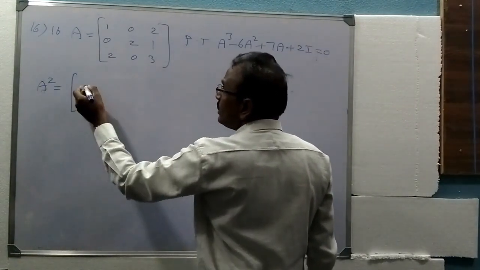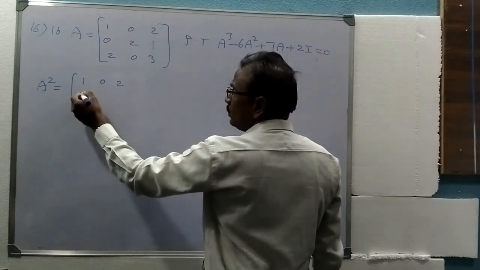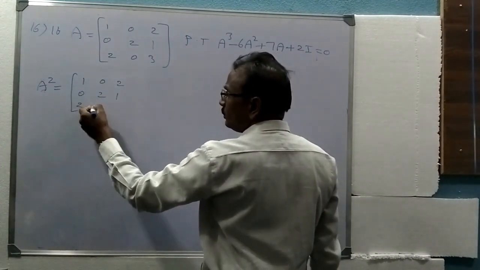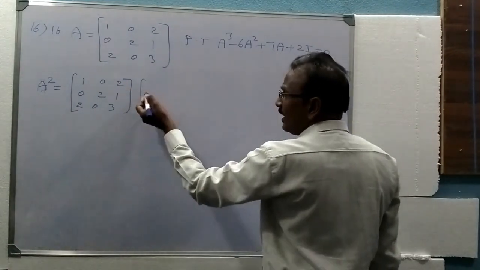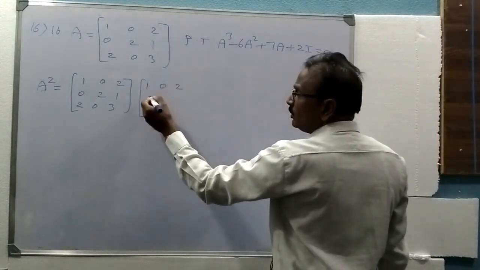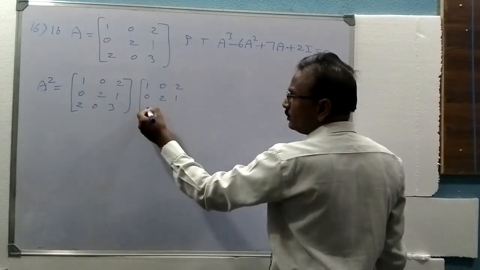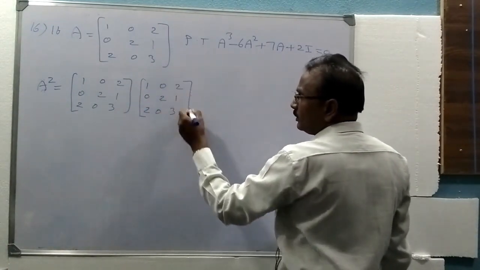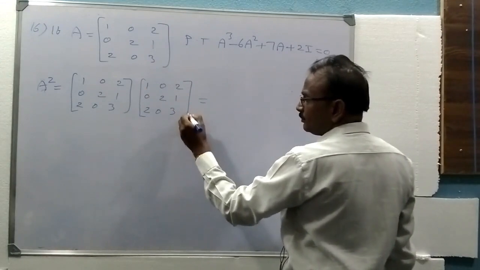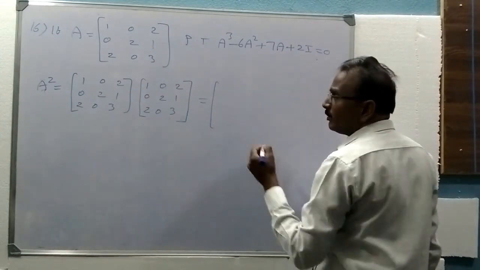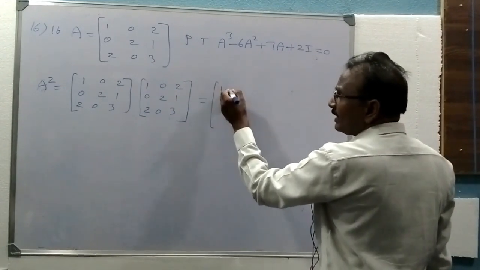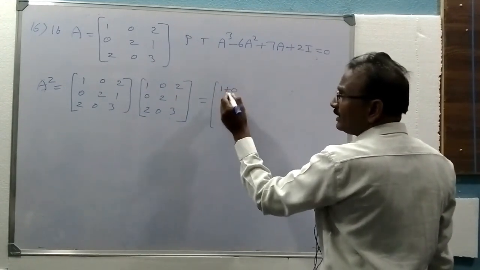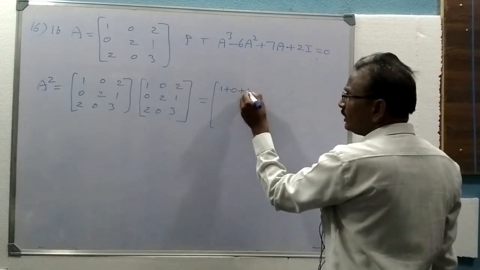So your matrix A is 1, 0, 2, 0, 2, 1, 2, 0, 3 into matrix, again matrix A, that is 1, 0, 2, 0, 2, 1, 2, 0, 3. So matrix multiplication. Sum of the product of first row with first column. So 1 into 1 is 1 plus 0 into 0 is 0 plus 2 2s are 4. That is the first element.